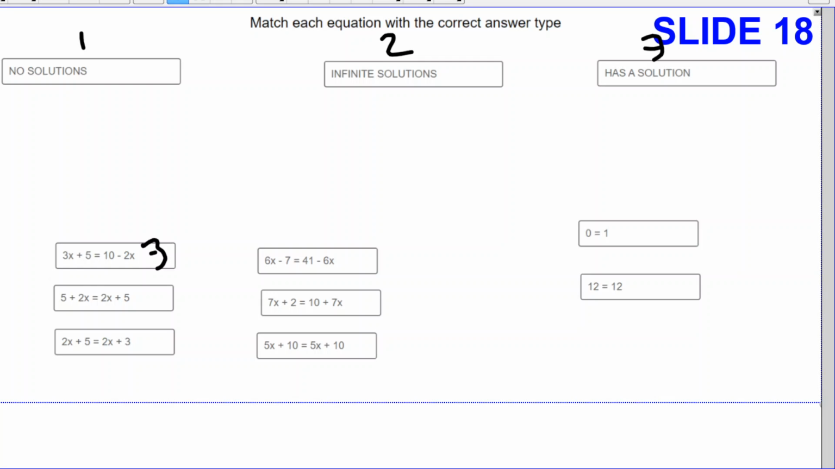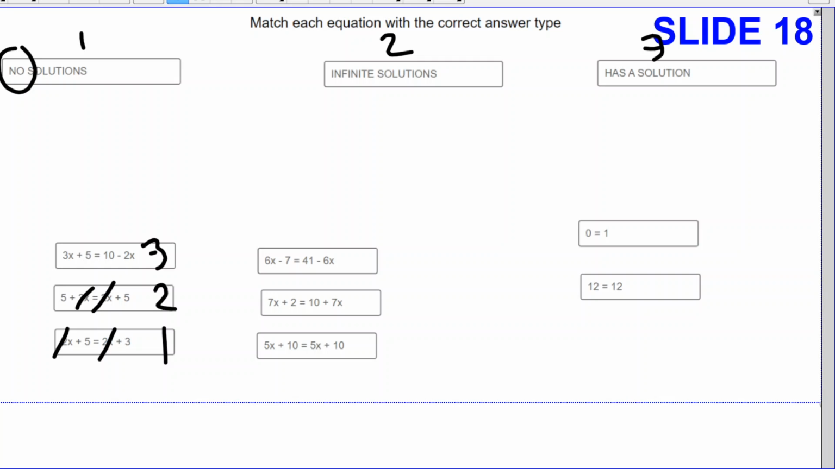They both have 2x, so if I cancelled that, I get 5. Oh, does 5 equal 5? Yes. So I'm going to put that one as infinite solutions. And this one also has 2x on both, so I'm going to cancel that out. Does 5 equal 3? No. So I'm going to pick the one that says no solutions, which is number 1.